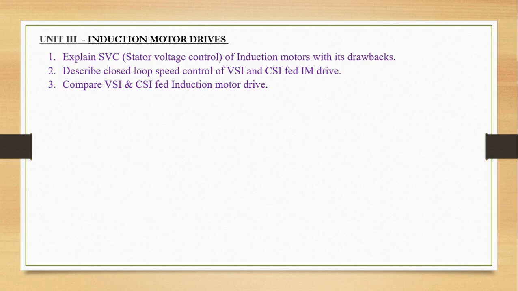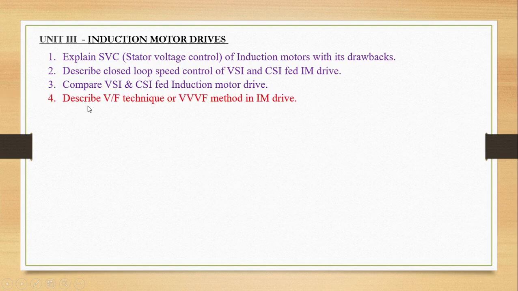For example, if you take the first comparison between VSI and CSI, input voltage should be maintained at a constant for VSI. Input current should be maintained at a constant for CSI. This is the very first and foremost comparison between VSI and CSI. The remaining comparison you can refer from the books.